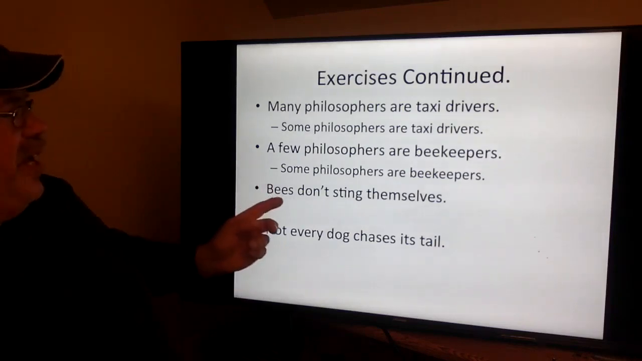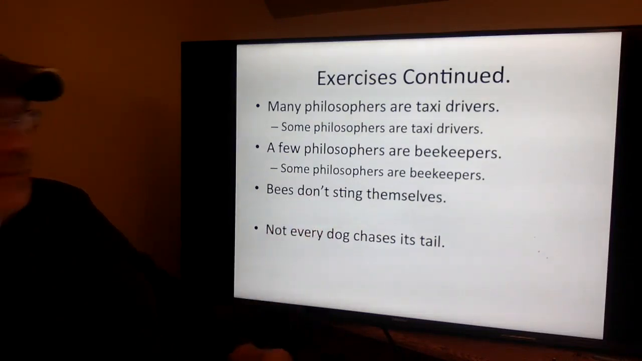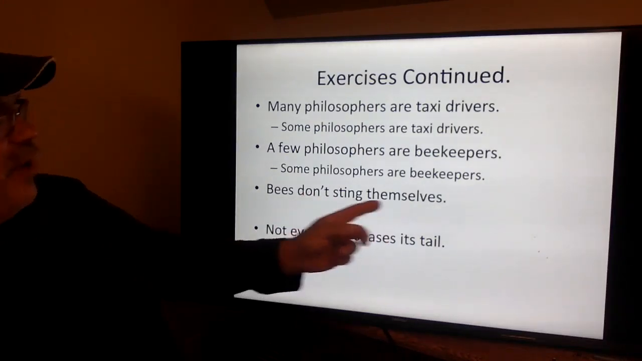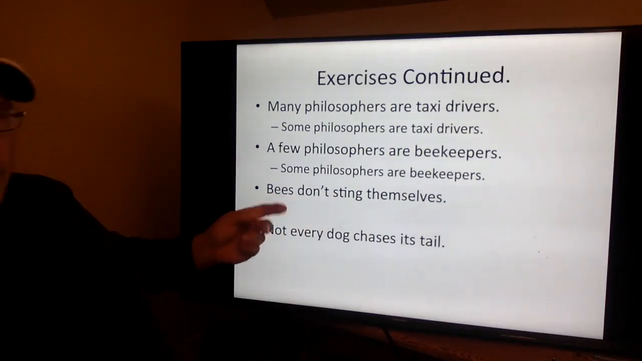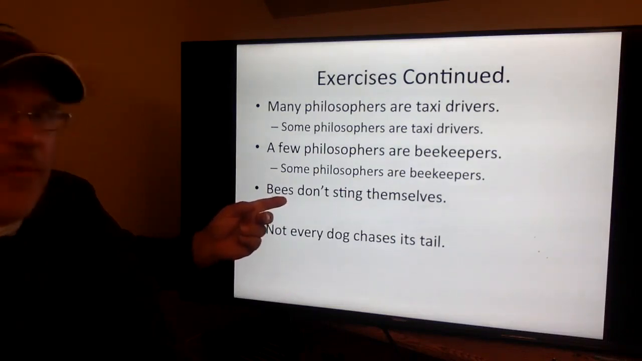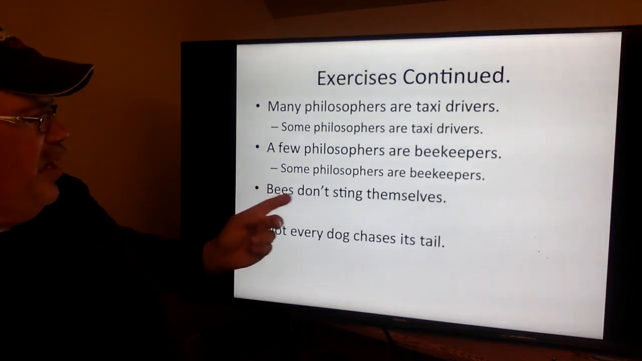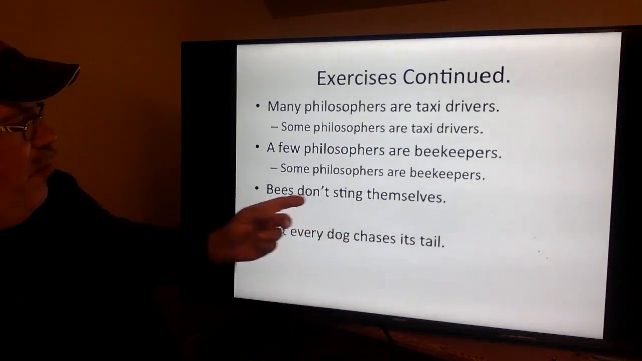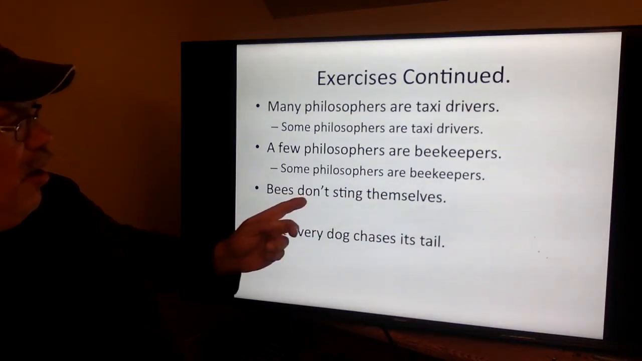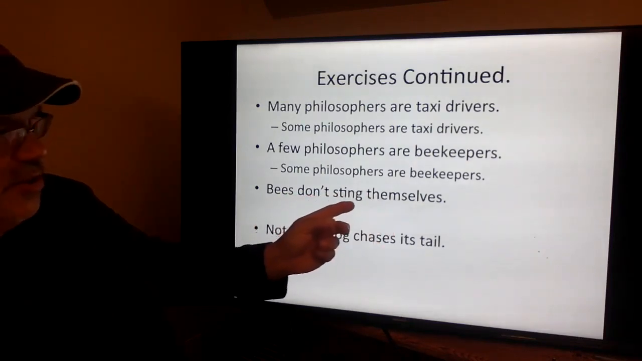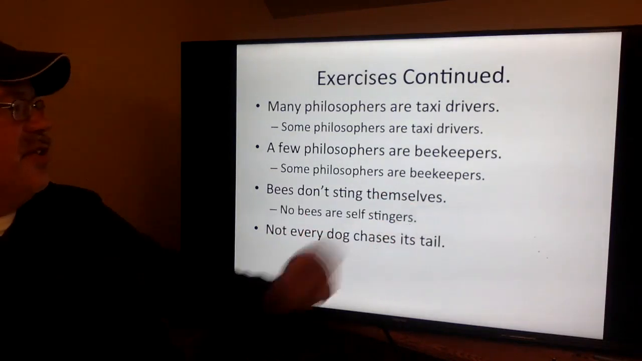The next statement, bees don't sting themselves. There's another negative, that's a contraction. So what's this statement about? Well, I think it's about bees. How many bees? This is another one where there's no restriction on the number. So we're probably talking about all bees. We're talking about every bee, so it would be no bees are self-stingers, or stinging themselves, or something like that. Self-stingers is how I've written it up.